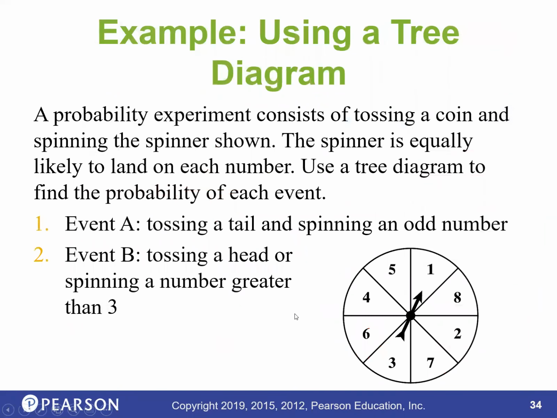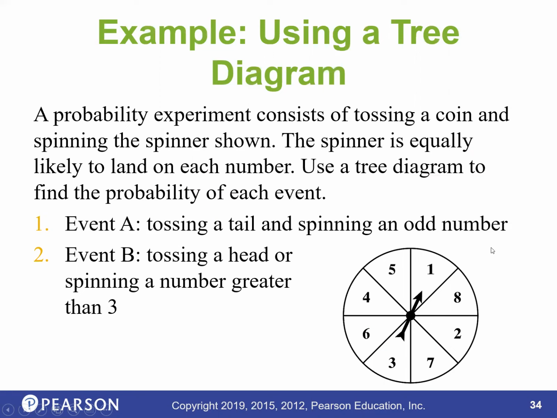Okay. Two things here. I think we'll finish off with this one. So how about this? Probability event consisting of tossing a coin and then spinning a spinner. Spinner is equally likely on each of those numbers. You could choose a tree diagram, but let's see if we can look realistic here. So event A happening is tossing a tail and spinning an odd number.